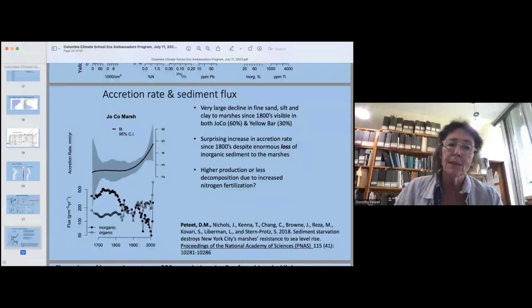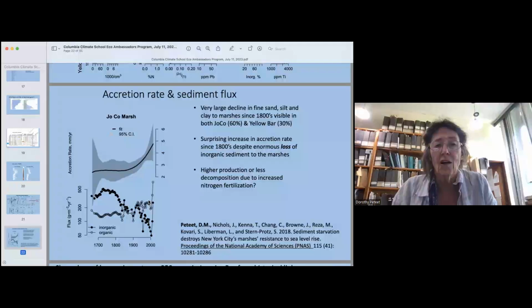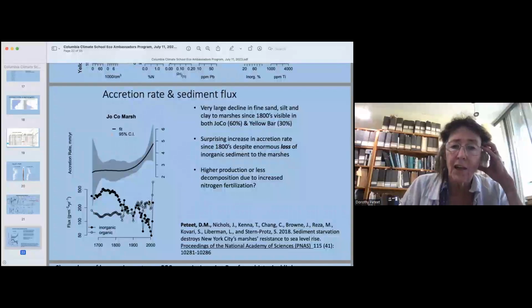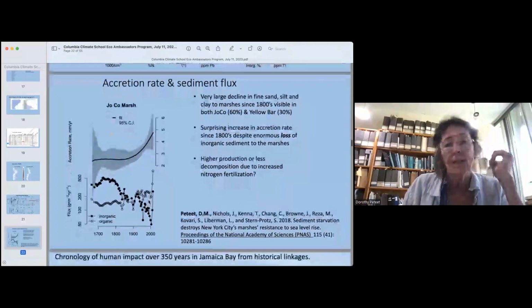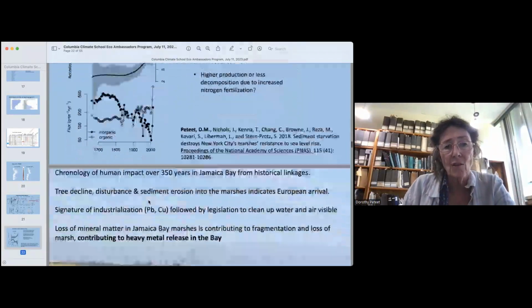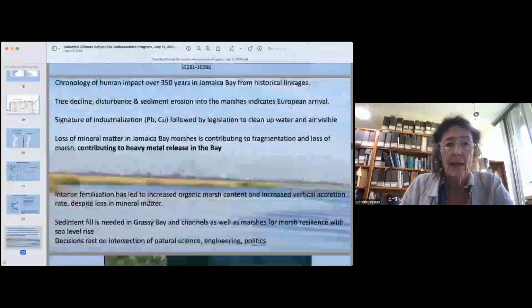time, it will probably degrade more easily. And that will cause the marshes not to keep up with sea level rise. Because when you give them higher fertilizer, they actually fall apart more. So that's the story for Jamaica Bay.